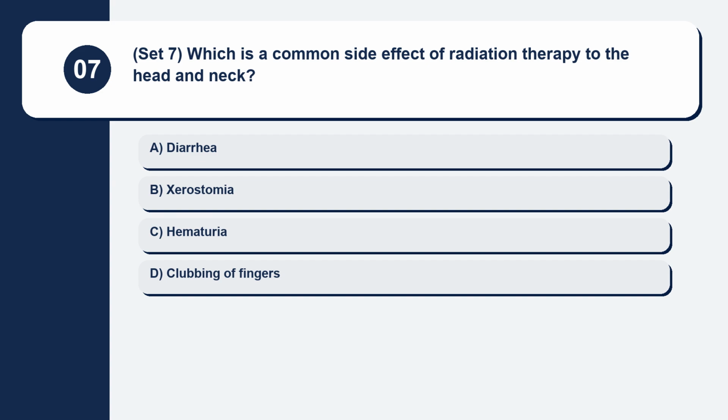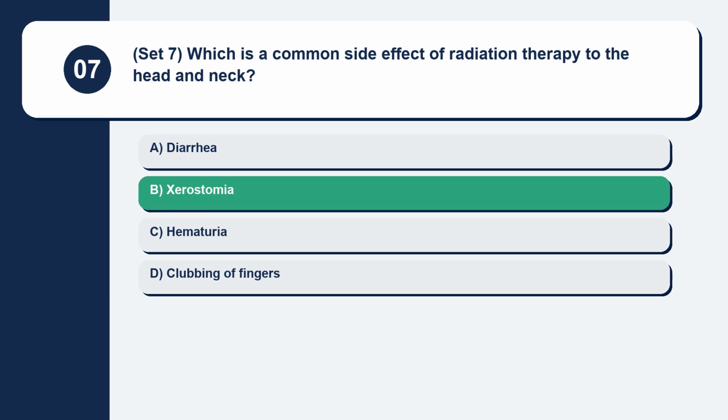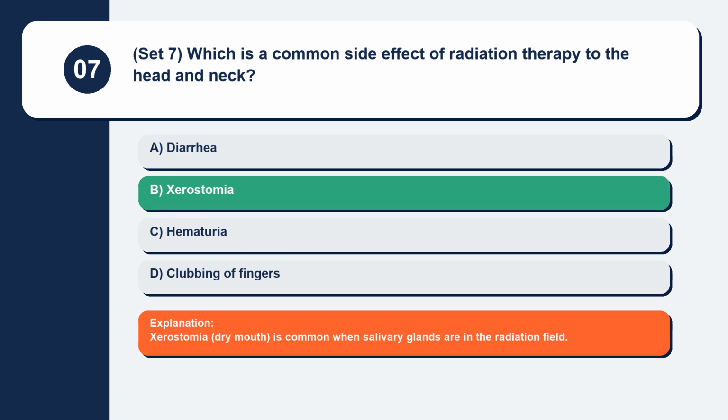Question 7. Set 7. Which is a common side effect of radiation therapy to the head and neck? Diarrhea, xerostomia, hematuria, clubbing of fingers. Xerostomia, dry mouth, is common when salivary glands are in the radiation field.